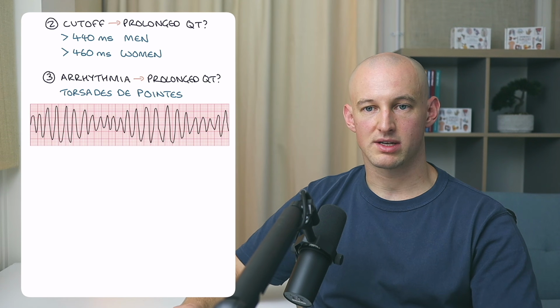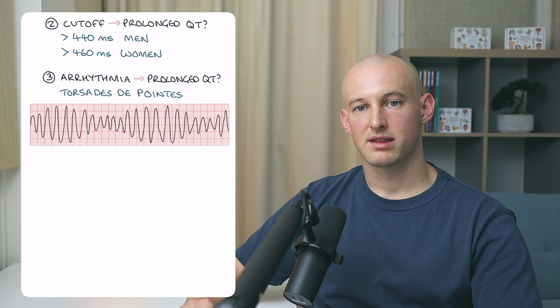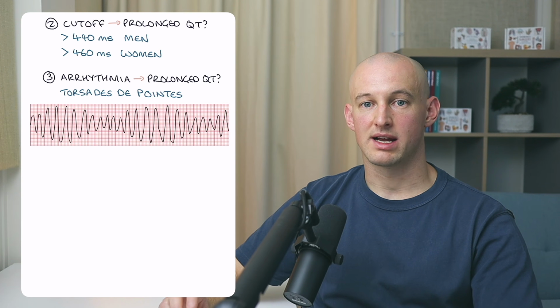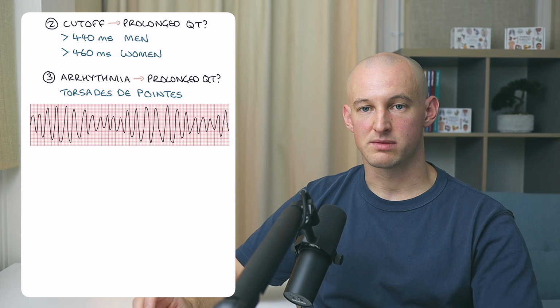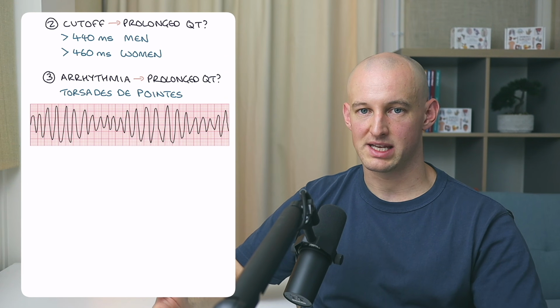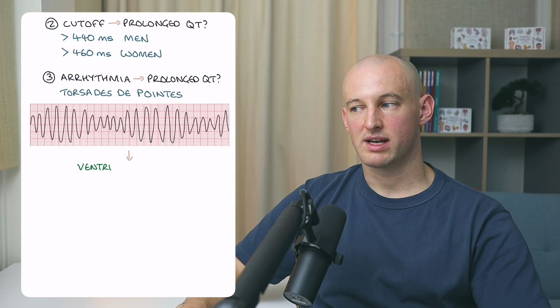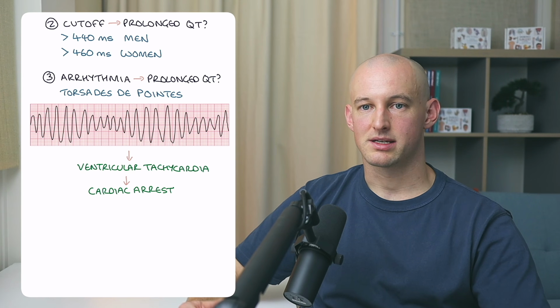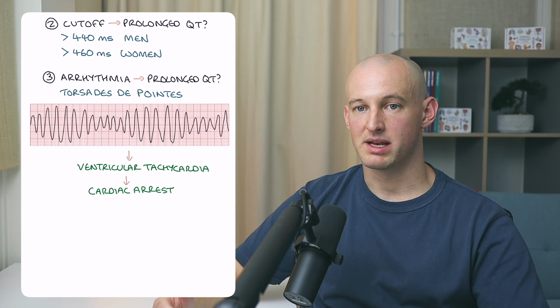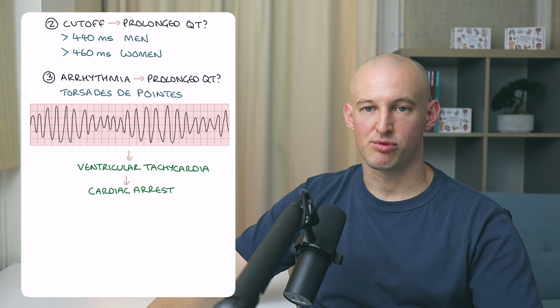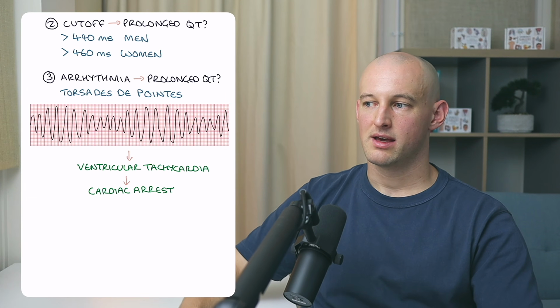So on an ECG, you can see that the size of the wave gets gradually larger, then smaller, as though it's twisting around the baseline. This may progress to ventricular tachycardia and cardiac arrest. So it's a bit of a risky ECG. So this is the main risk with a prolonged QT interval.